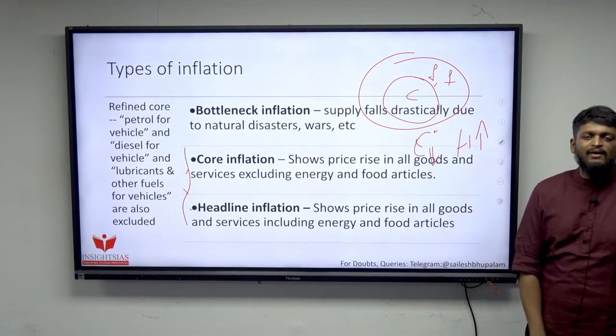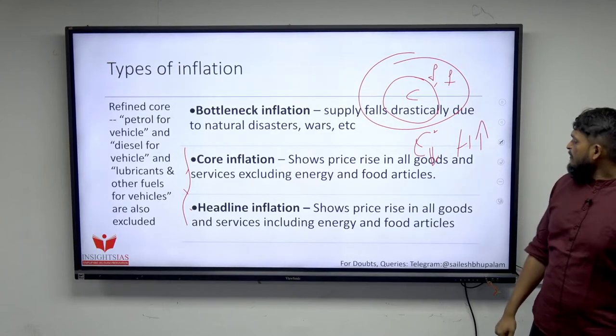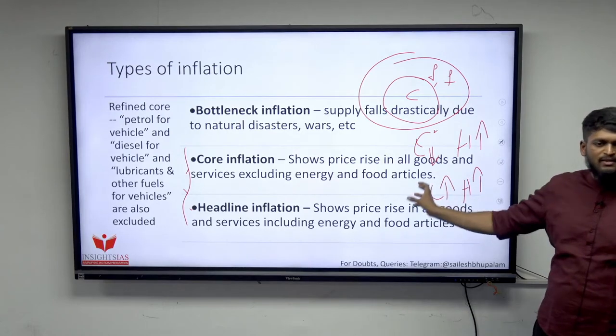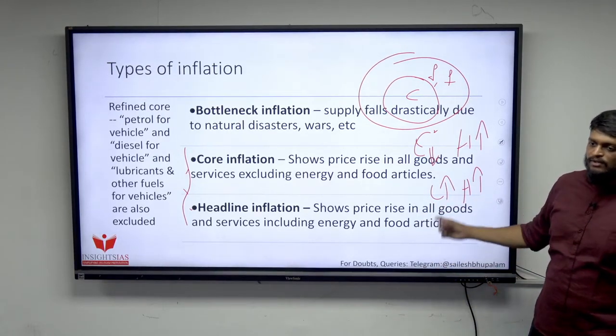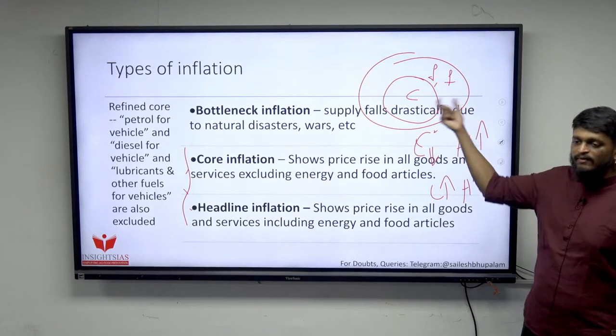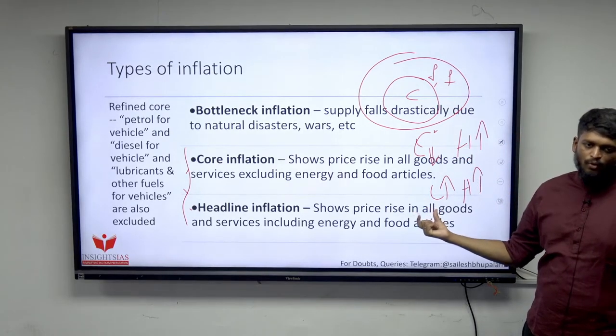That means we cannot blame the government because they have done everything they can, but still inflation is happening. Imagine both are high. It means that government has mishandled the economy, or it is not capable. Even though it was possible, it did not control inflation. By identifying the difference between core and headline, we can identify where the inflation is coming from. And that is the objective of having this core and headline inflation.